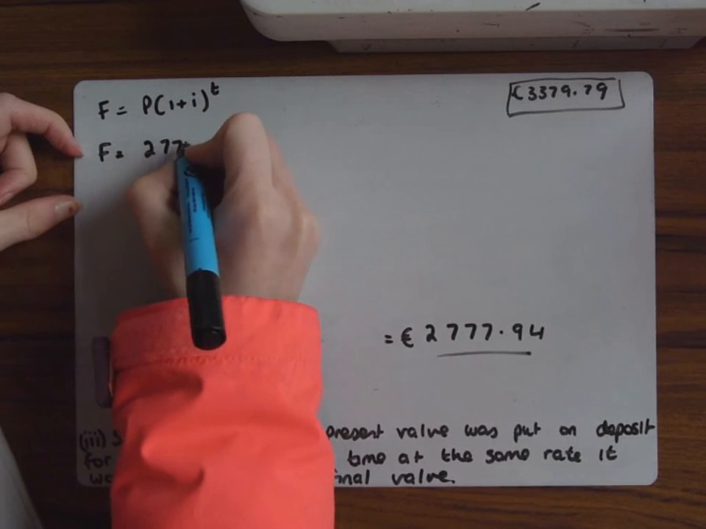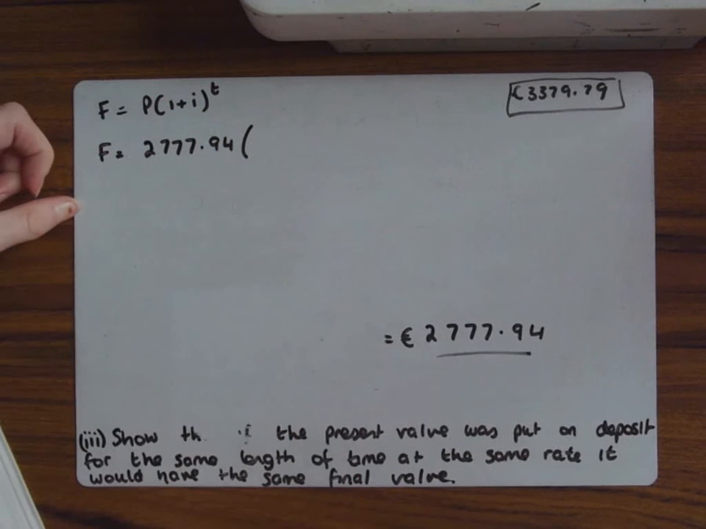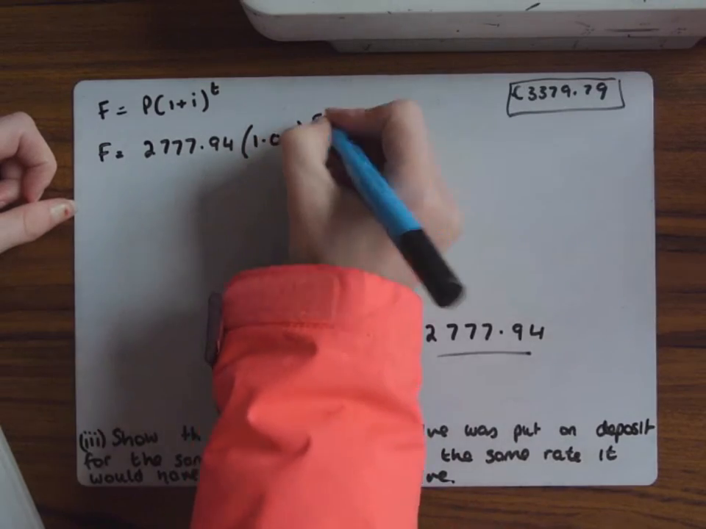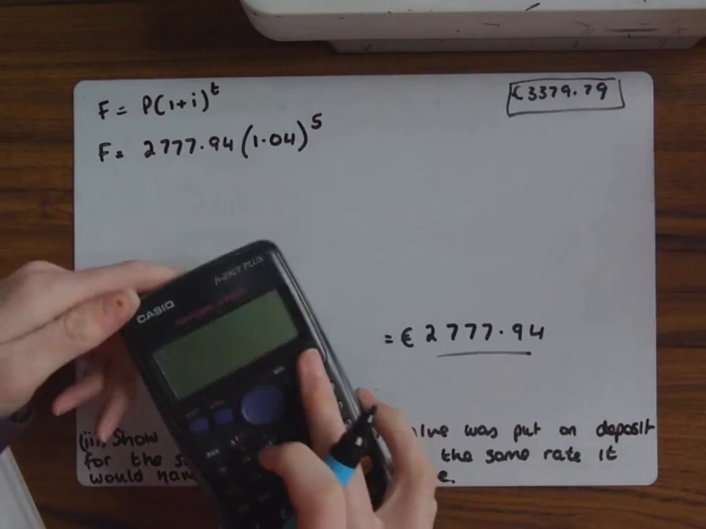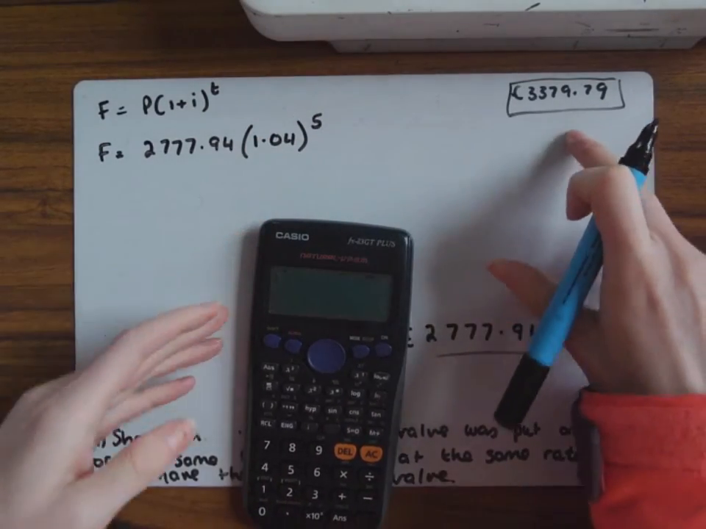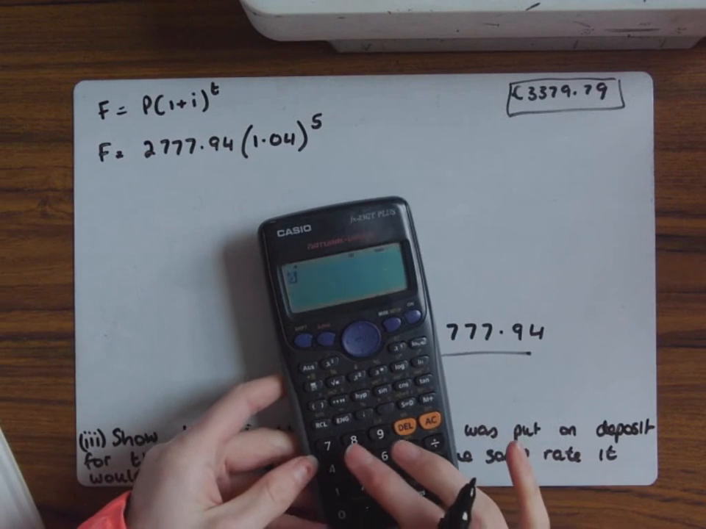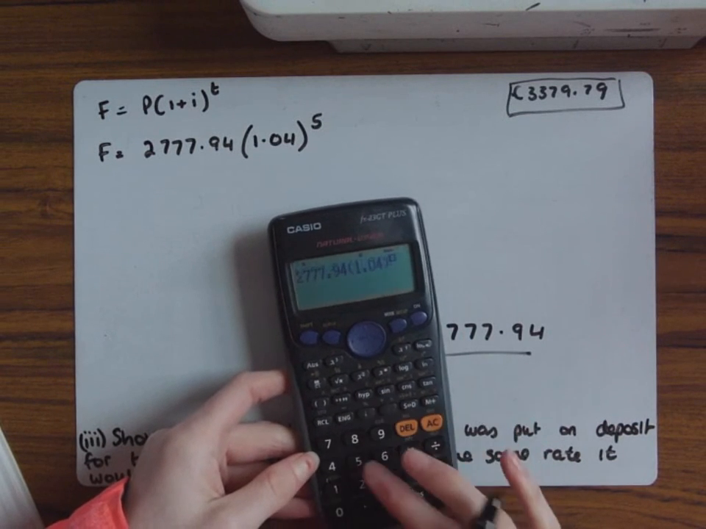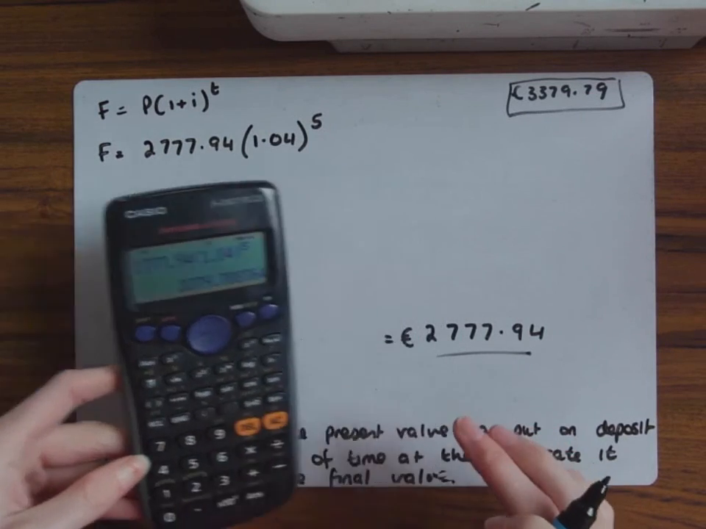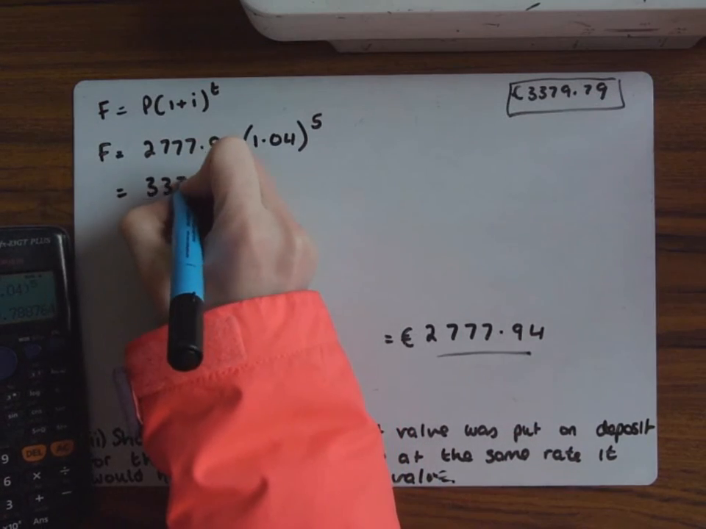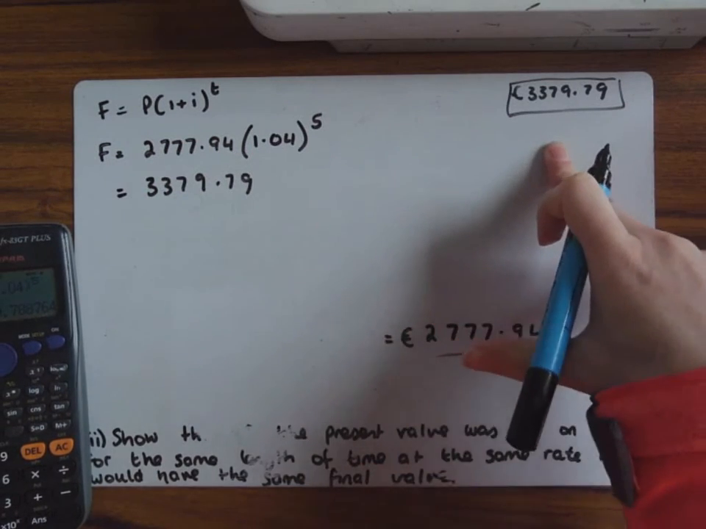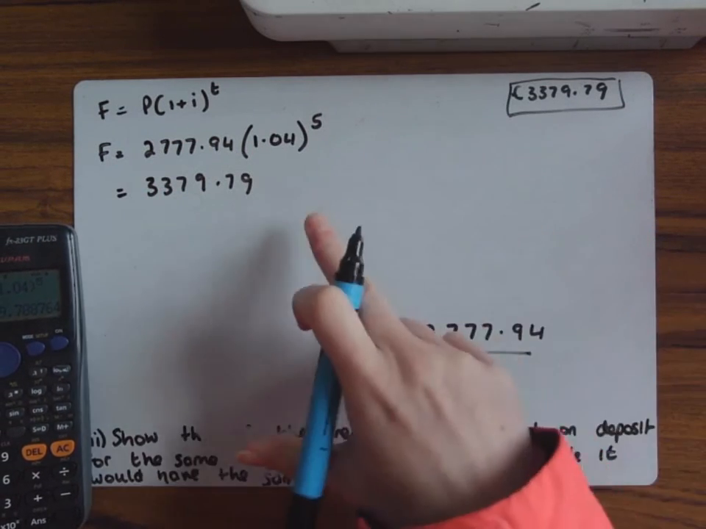This is what I'm putting into the account, at the same rate, 4%, for the same amount of time, 5 years. And we're hoping it has the same value as before, which it does: 2777.94 times 1.04 to the power of 5 gives 3379.79, which is what I got when I did it as installments. So you end up with the same amount.